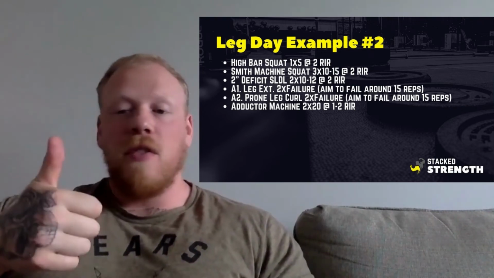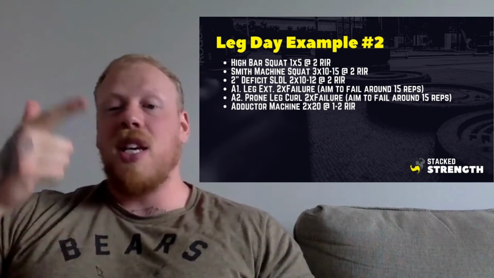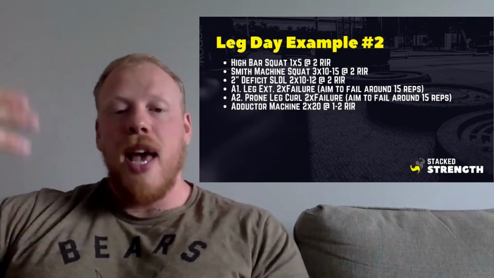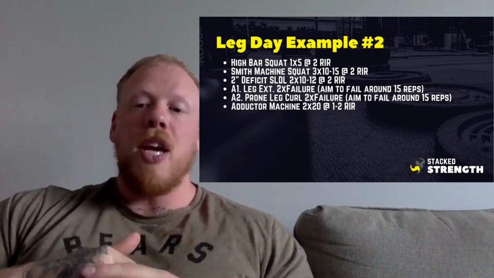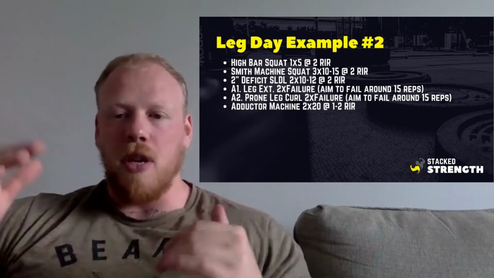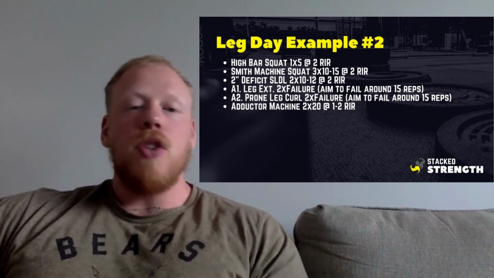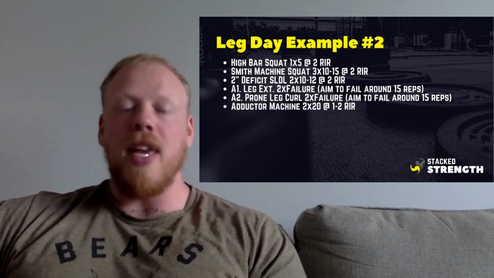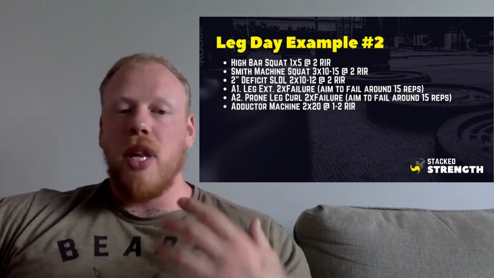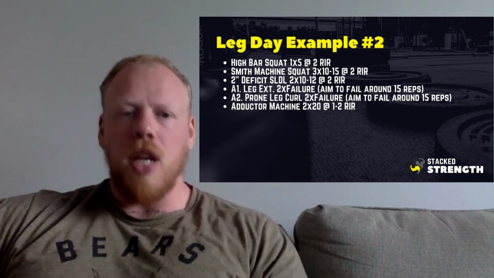So you might get 15 your first set, then maybe your next set you're only getting like 13, then 12, then 10. And so as the sets go on, you're going to hit less and less reps because fatigue is accumulated, right? Which is why I give a little bit more of a rep range. Then we're going to do some 2-inch deficit stiff leg deadlifts, 2 sets of 10 to 12 at 2 reps in reserve. Again, you want to be pretty heavy, really hitting the posterior chain, just getting really, really strong.